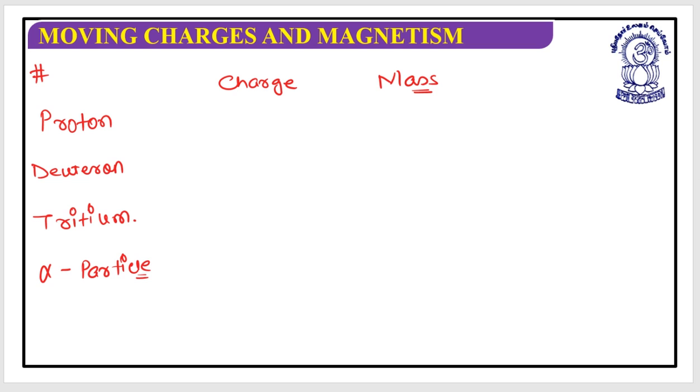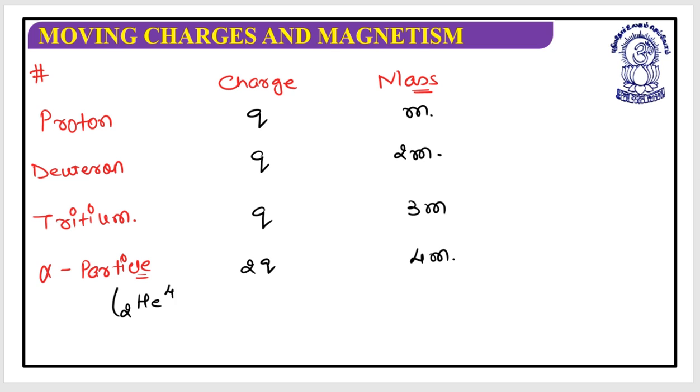For proton, charge is q and mass is m. For deuteron, charge will remain the same, mass is double. For tritium, charge is q, mass is 3m. And for alpha particle, charge is 2q and mass is 4m. I hope you understand where I have written this. Alpha particle is the helium particle which we can write as 2He4.